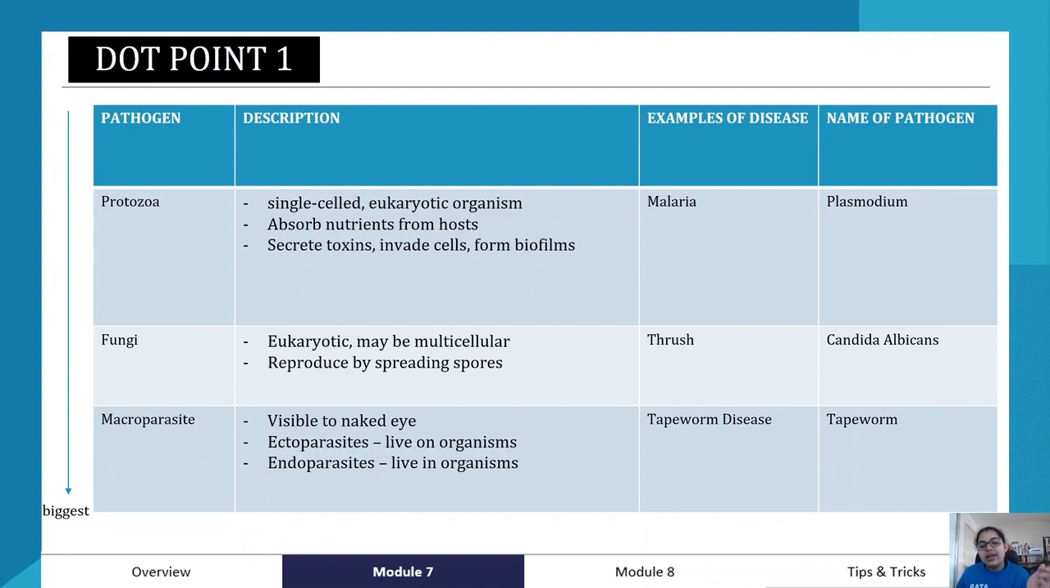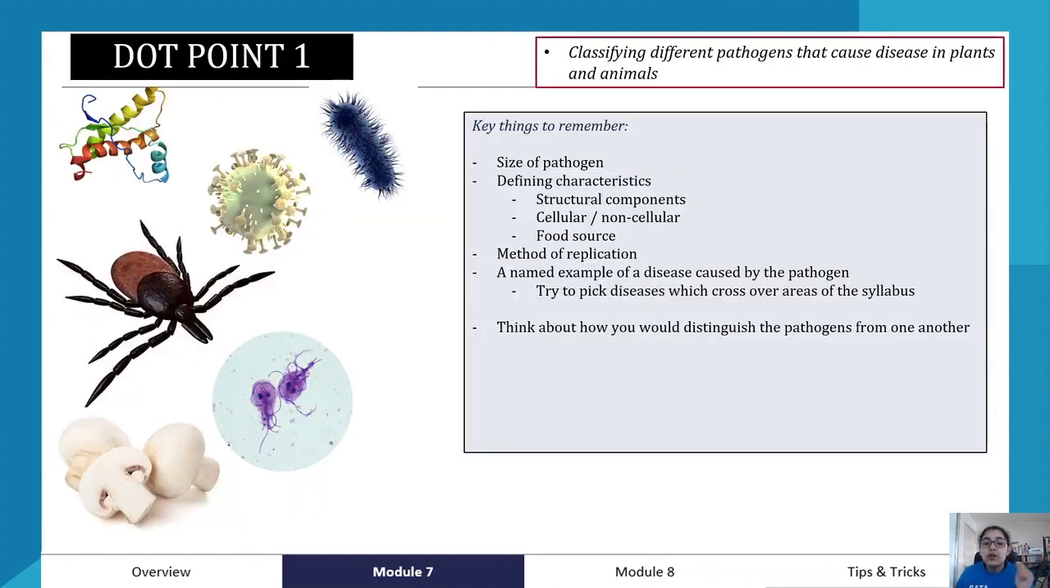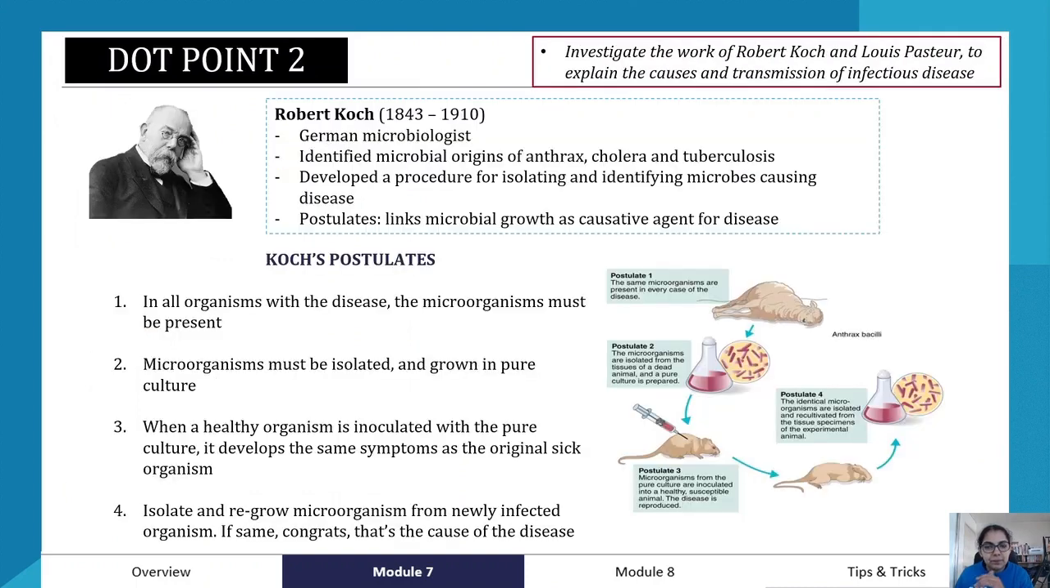And obviously macroparasites are the biggest pathogens, so you want to remember their size, the characteristics of each, the method of replication, and try to have a disease for each one. Try and pick diseases which cross over different areas of the syllabus. For example, malaria is a really good example of that, because we talk about malaria in module 7 across different dot points, and then think about how you would actually distinguish them from one another.